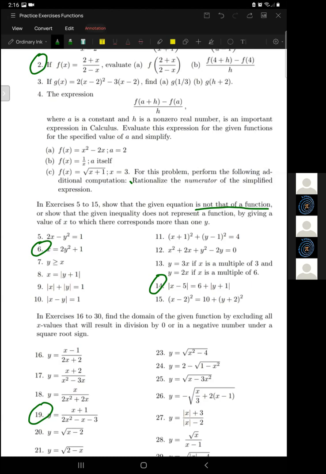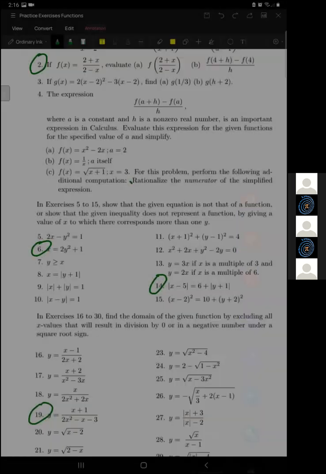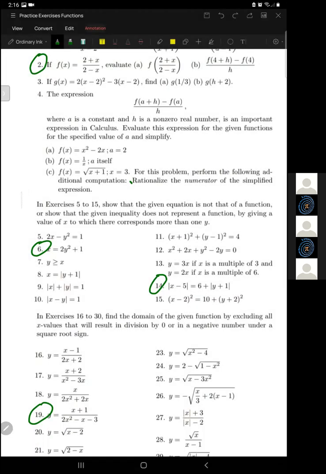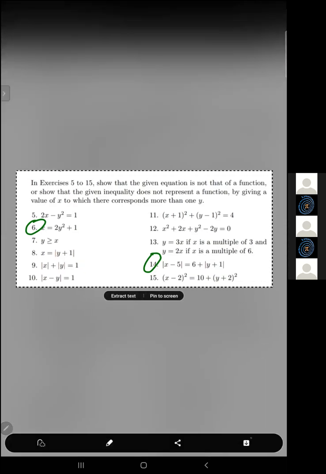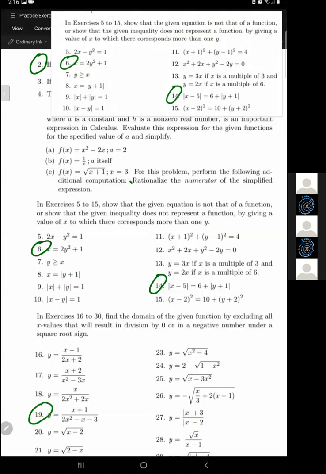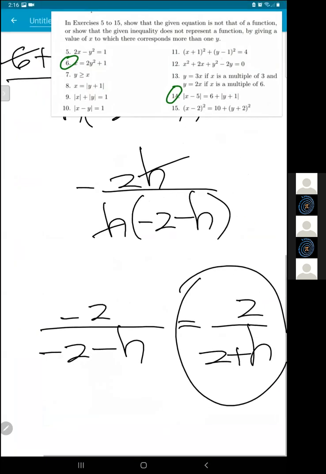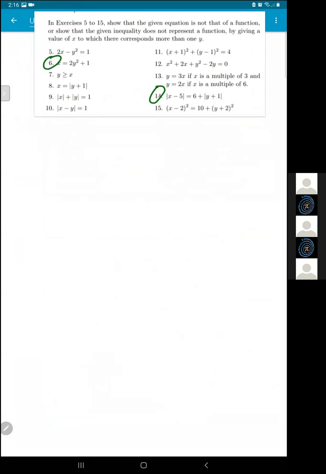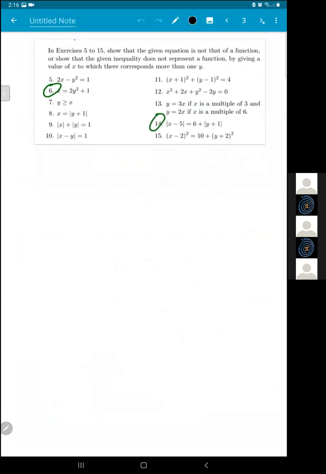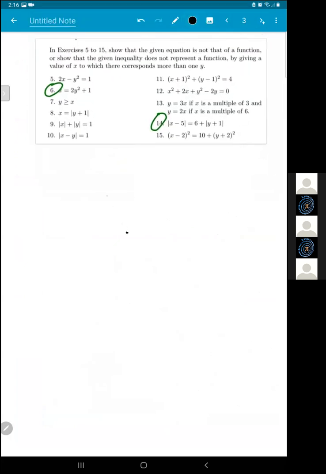Okay, so let's do number 6 there. Makita niyo kung ano yung mga step na kinukuha ko. Okay, so number 6. Okay, 2x equals 2y squared plus 1.